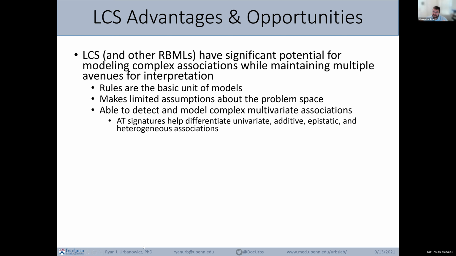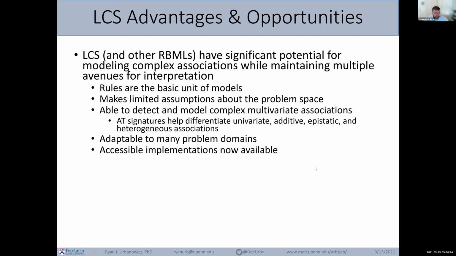We can not only detect, but characterize complex patterns in this data, which has been really important in my domain, where we're interested in identifying what epistatic interactions exist between what variables in the data set and what features are important in one subgroup versus another of our patients. And these methods are adaptable to many problem domains. They've been used widely outside of biomedical research. That just happens to be my area of expertise.